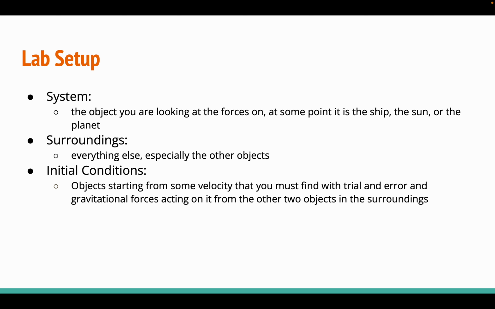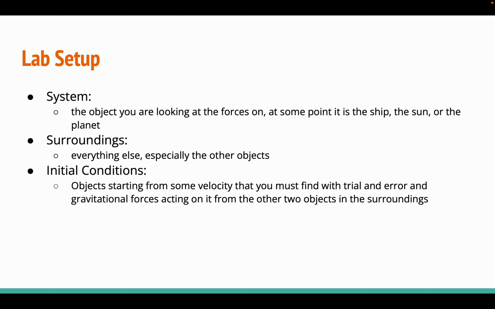So the lab setup, at some point we look at the ship, the sun, or the planet, depending on what part of the lab you're in and which forces you're looking at, because you look at both the ship and the planet in part 2. If you're looking at the ship, the surroundings is everything else, especially the sun and the planet. And that's the same for the sun and the planet, where the sun would be the ship and the planet would be the ship and the sun.